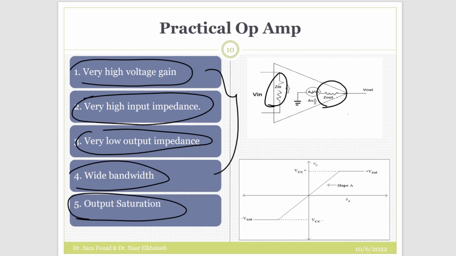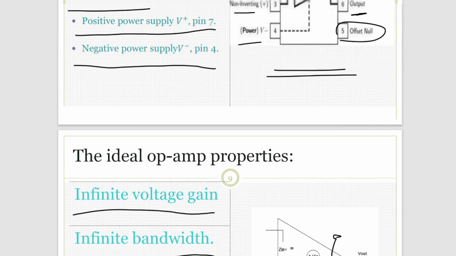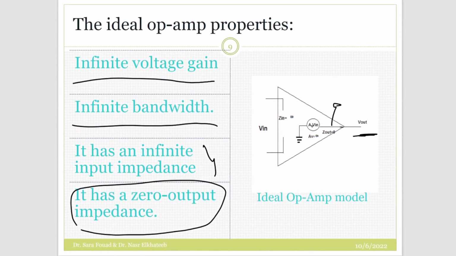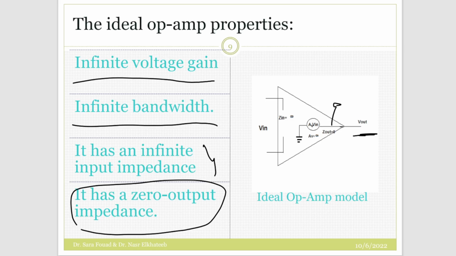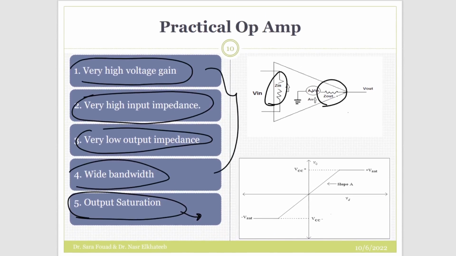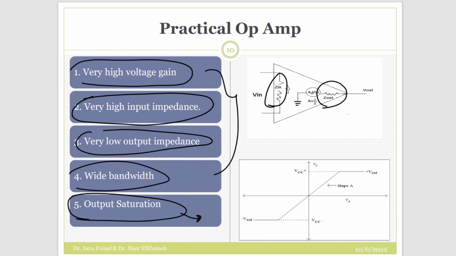So what is the output saturation? There isn't any output saturation in the ideal operational amplifier. As you can see, we haven't talked about the output saturation there. So what is output saturation? The practical operational amplifier takes a power supply. For example, as you can see right here, we have a power supply that goes to 5 volts, and here it goes to the ground. So actually the maximum voltage that this operational amplifier could possess is 5 volts.